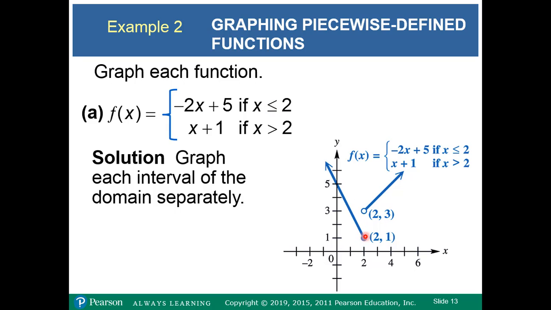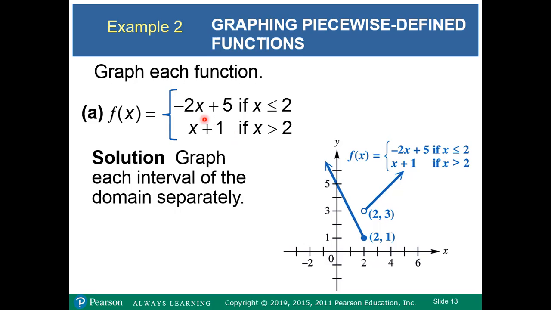And notice that we color in with a solid dot at 2. That tells us that 2 is included in this line, this rule here. That's why it says less than or equal to. Then for all values of x greater than 2, we have a hole here, because this is the behavior of the graph all the way up to 2, but does not include 2.